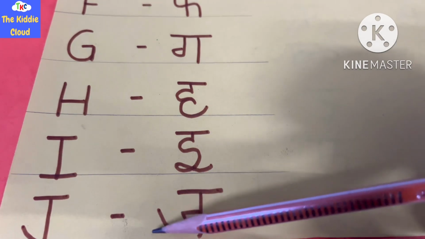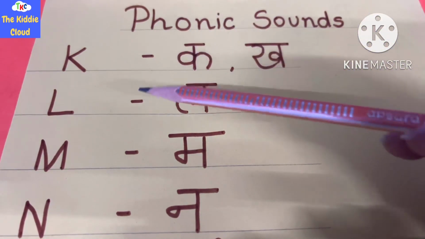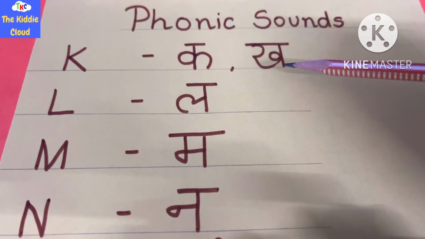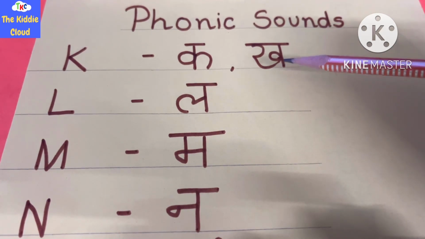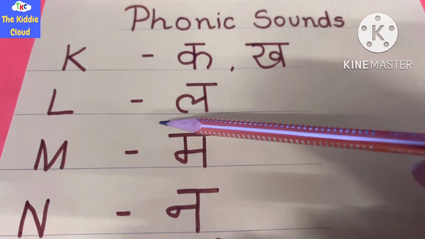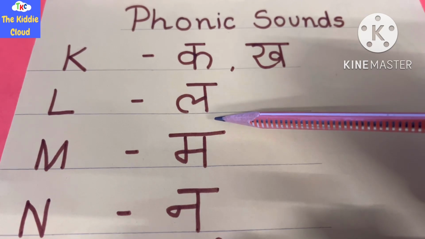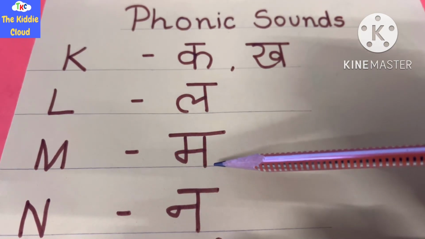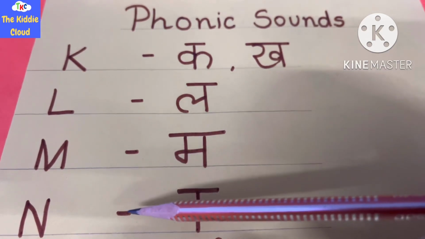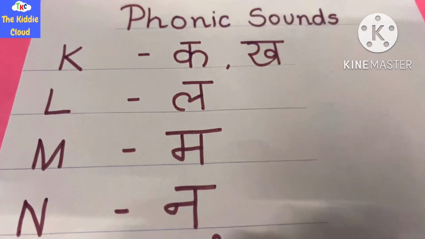J says j, jug. Alright. K says k. अब इसका जो साउंड होता है वो मिक्स ऑफ क एंड ख, लाइक kangaroo, kite. L says l, lion. The more you repeat with your child, the more the child will grab. M says m, mango. N says n, nose.